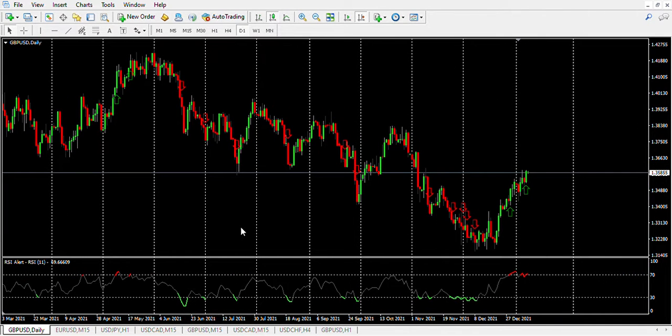And one of my favorite indicators I use is the RSI, but I don't use the RSI in a normal way like everybody uses the RSI. This is just my way of using the RSI. So I have the normal RSI, but I change the settings to 11.